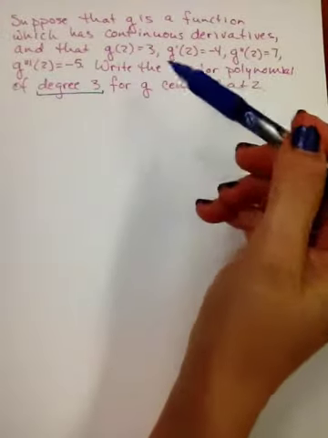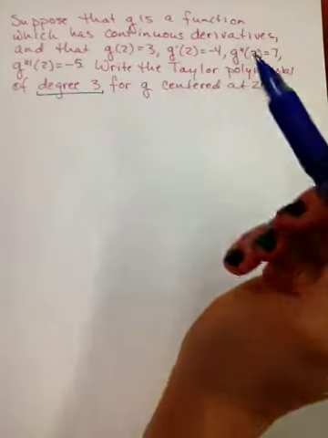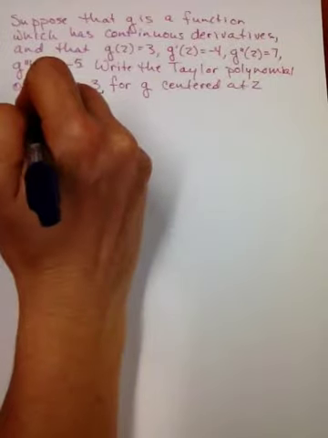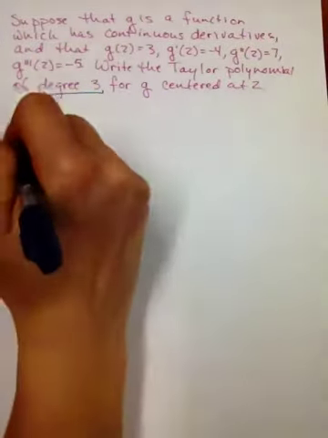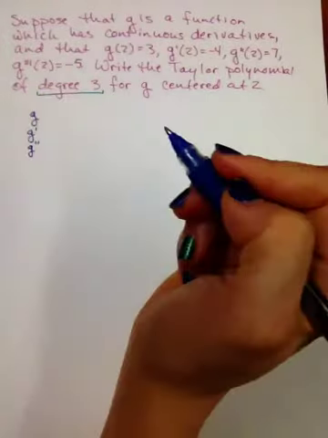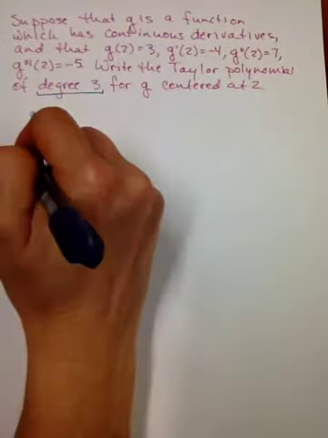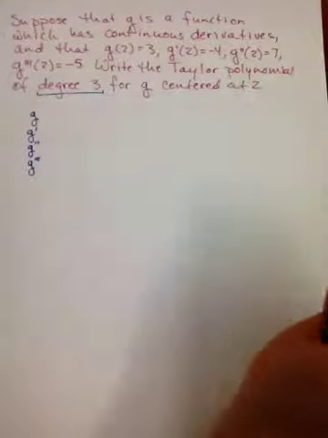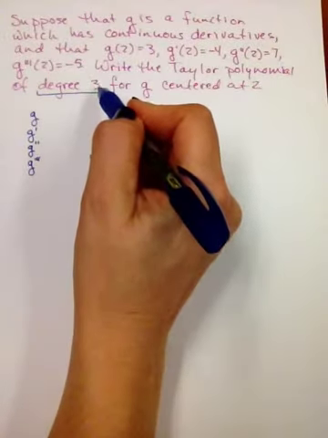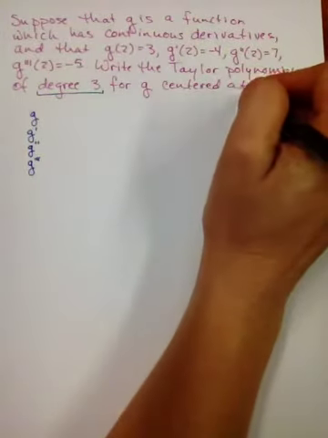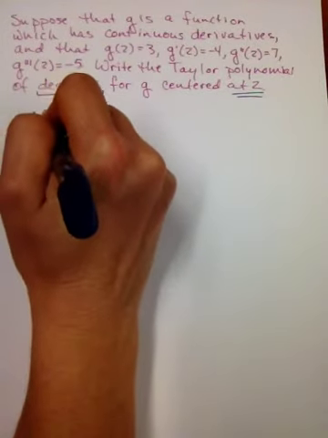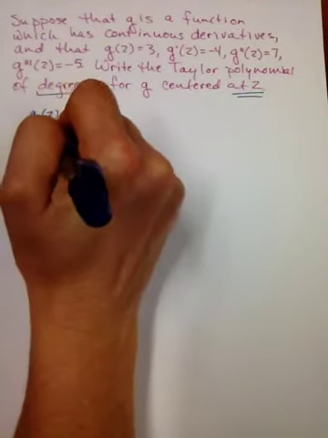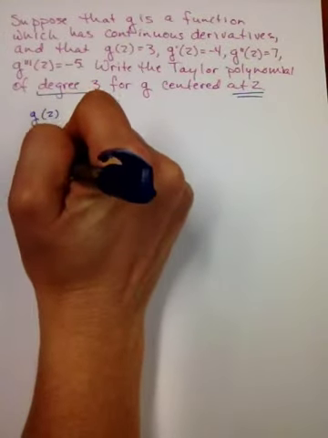Well, since we're doing a Taylor polynomial for function g, I know that I need g, g prime, g double prime, and the third derivative of g because I'm going to the degree 3. Now, they're all centered at 2, so I need g of 2, g prime of 2, g double prime of 2, and the third derivative of 2.